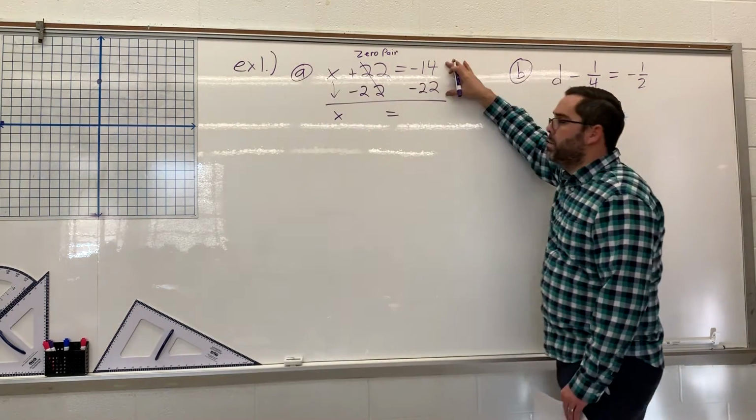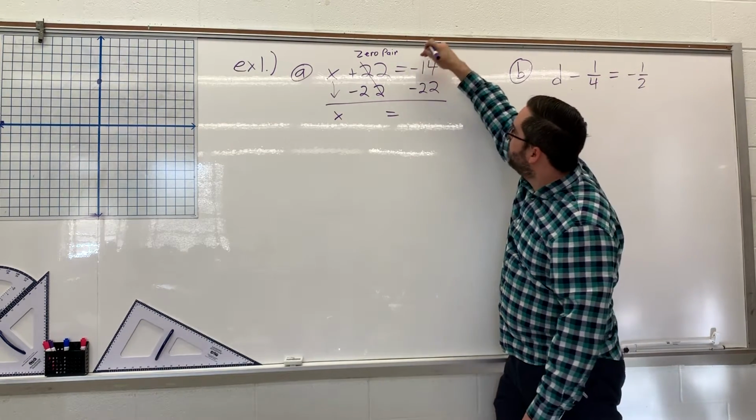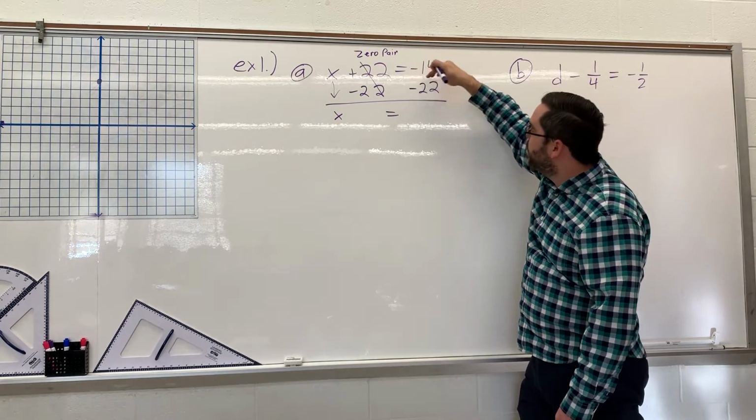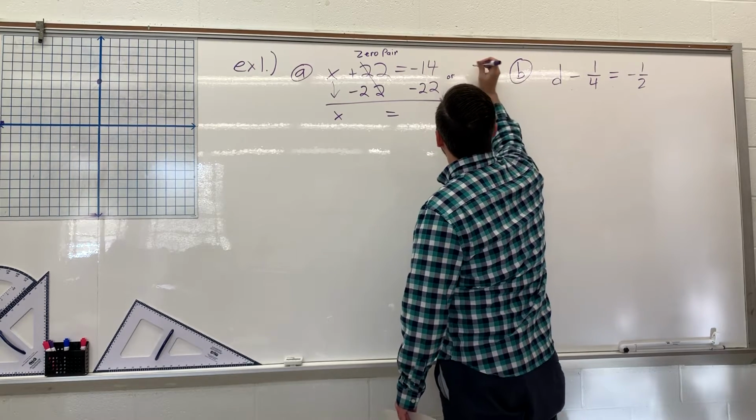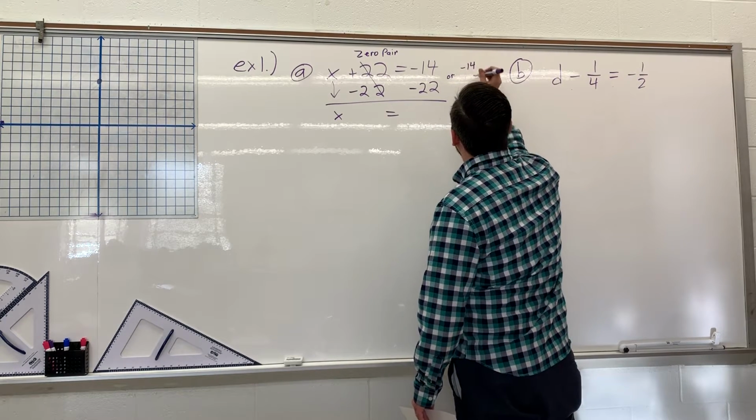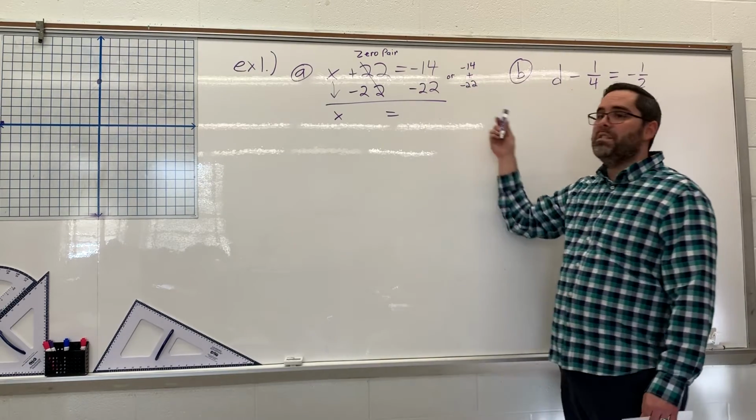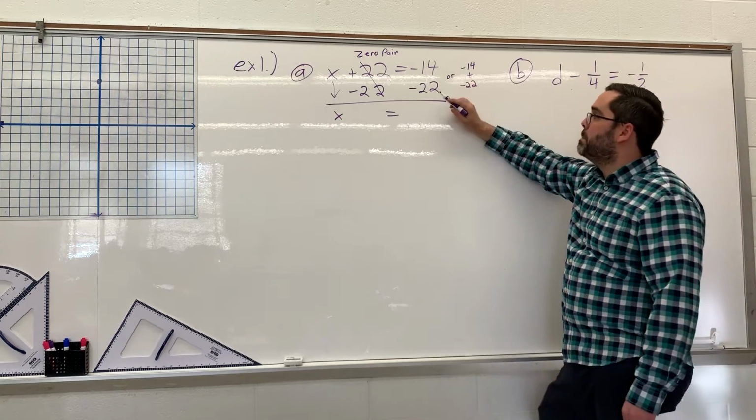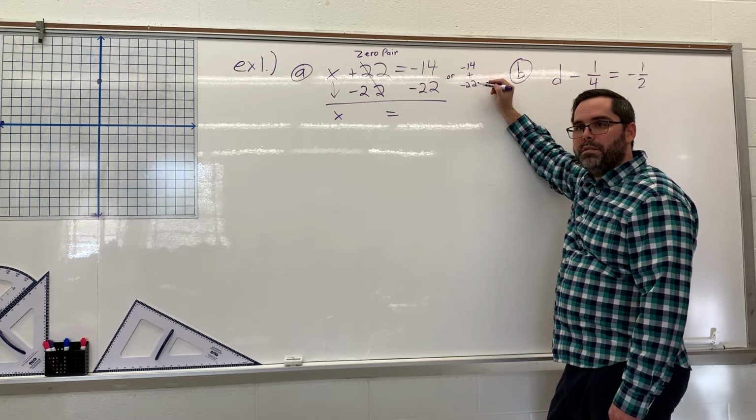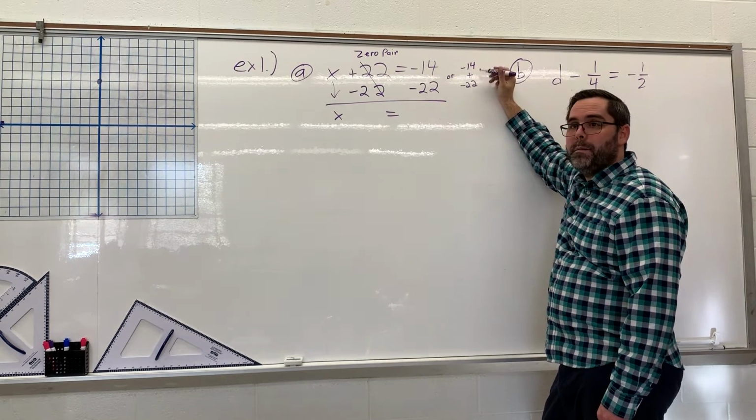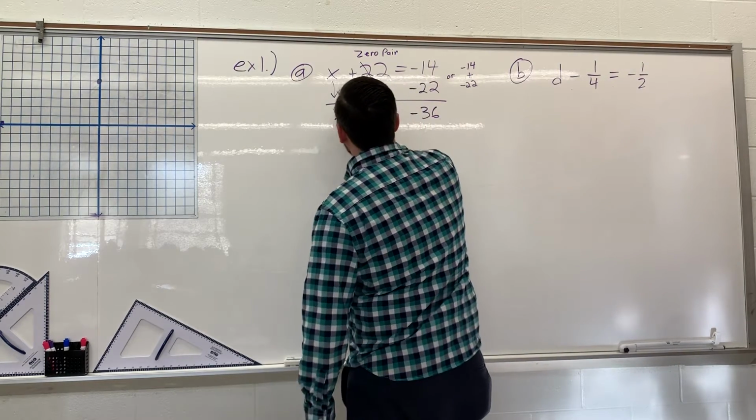Now this side, you guys seem to be making a lot of mistakes doing this, so I want to clarify. This is negative 14 minus 22, or this is negative 14 plus negative 22. These are the same thing. Negative 14 minus 22 is the same thing as negative 14 plus negative 22. So what happens when you add these? You get negative 36. This is our answer.